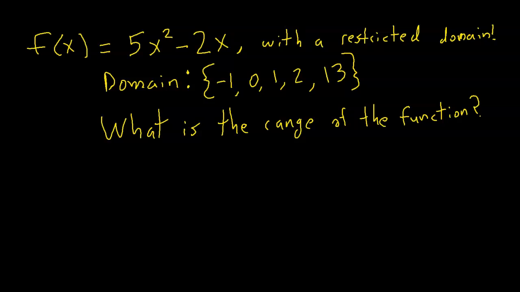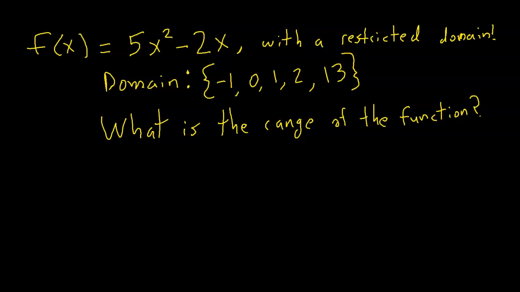In this case, we're being told that this is a restricted domain, and the domain of this function consists only of the numbers -1, 0, 1, 2, and 13. All right, so we were told the domain of this function, and now we are being asked, what is the range of this function? Well, let's remember what domain means. The domain is the collection of values that can be used as inputs for the function, and your range is the collection of values that are the outputs of the function.